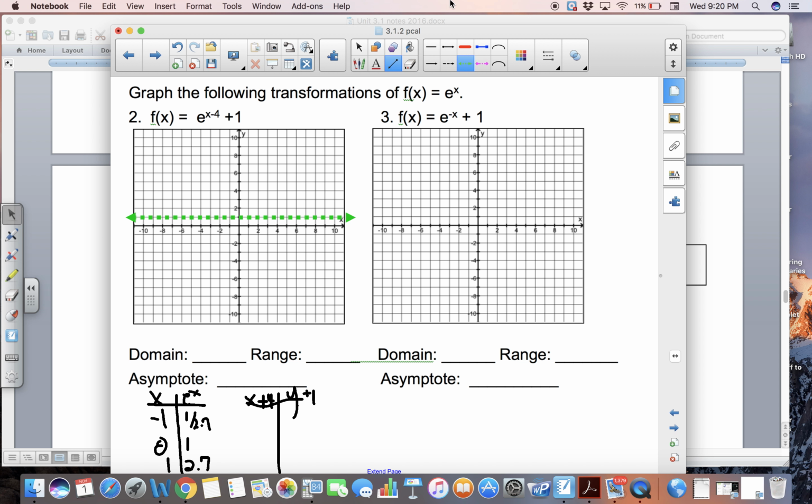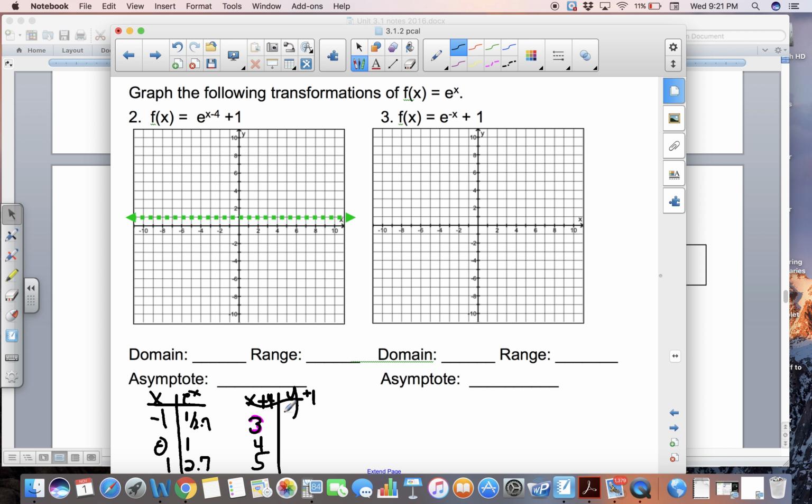Now, this should be an exponential growth curve. I haven't flipped it or transformed it, so that's what I should see. I'm going to add 4 to all the x's, so negative 1 plus 4 is 3. Let's put on a regular pen. 3. 0 plus 4 is 4, and 1 plus 4 is 5. And I'm going to add 1 to the y's. So 1/3 plus 1, think of it that way.